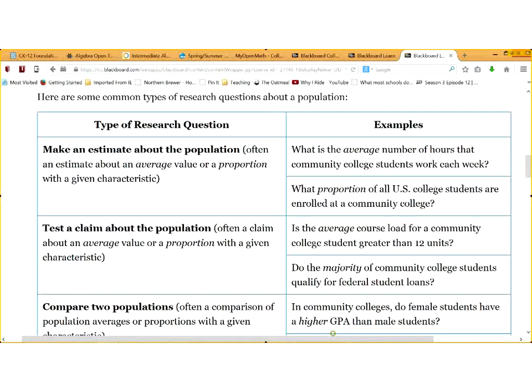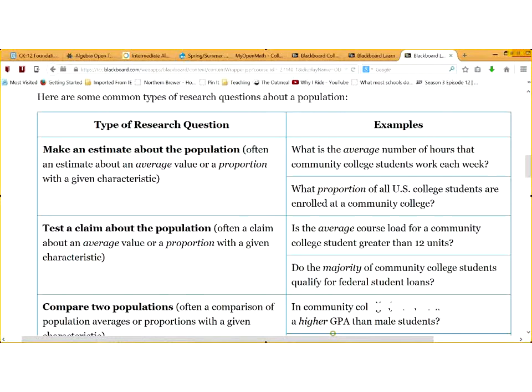Okay? What proportion of all U.S. college students are enrolled at a community college? The population is all U.S. college students. The variable is, for each college student, whether they're enrolled at a community college. So each student is going to say yes or no to that question. And then the proportion is what fraction of them, we usually give it as either a decimal or a percent, are enrolled at a community college.